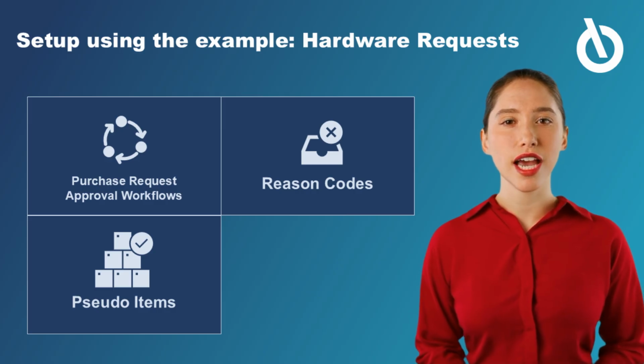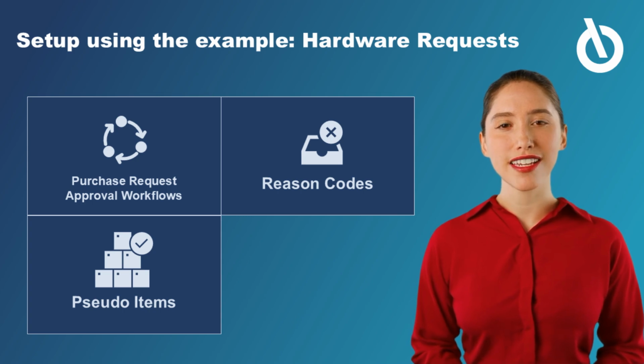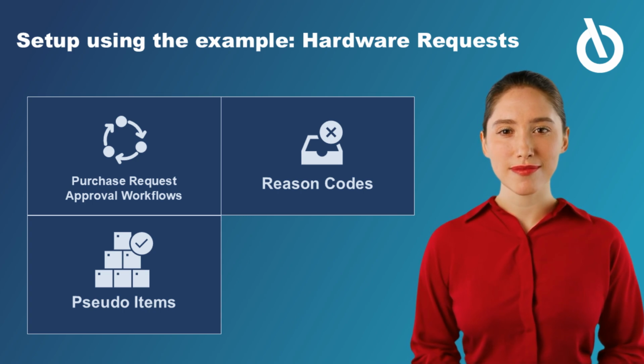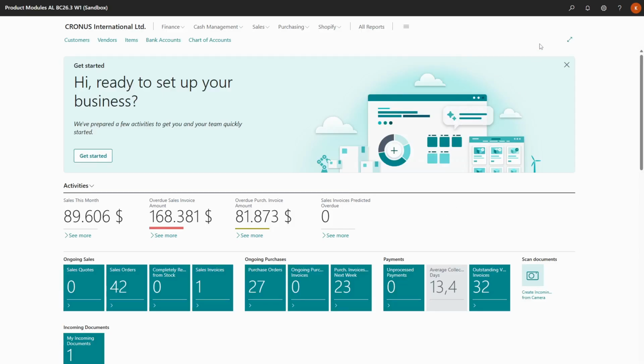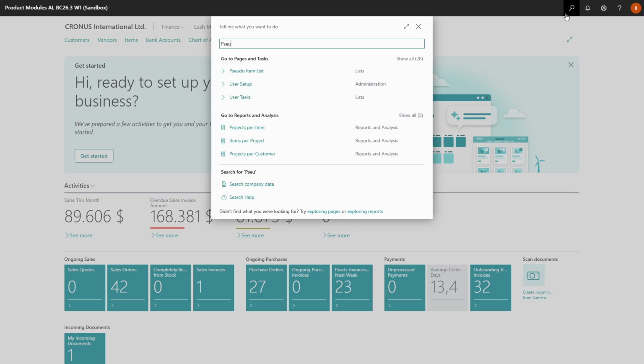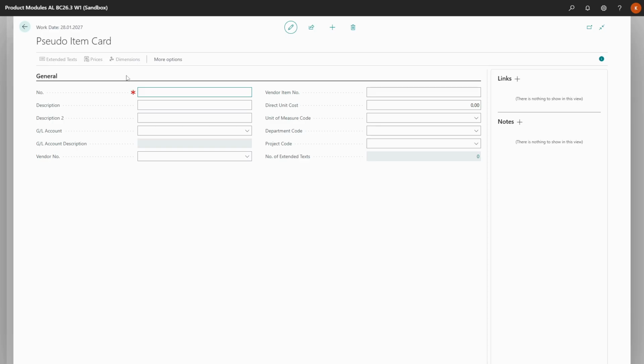For non-inventory items, there is the possibility to define pseudo-items in the purchase request approval workflow, which are directly assigned to a GL account. In the next step, we set up these pseudo-items for our example. To set up the pseudo-items, we open the corresponding list. In this list, the items required for purchase requests are created.